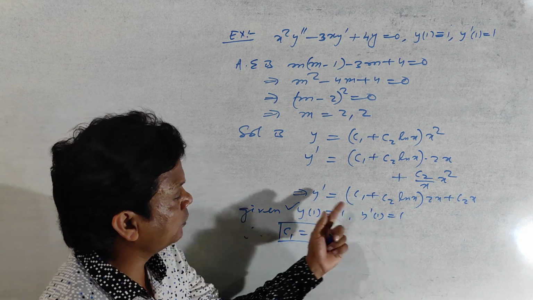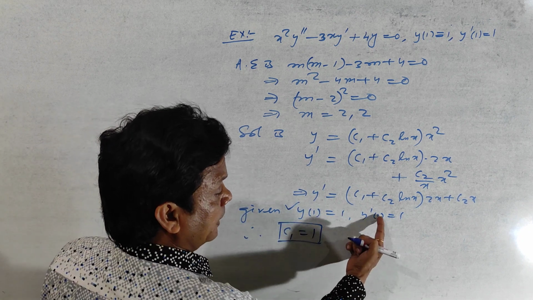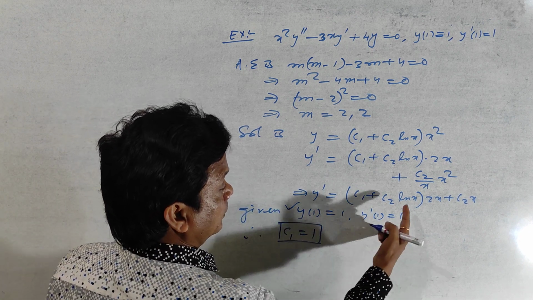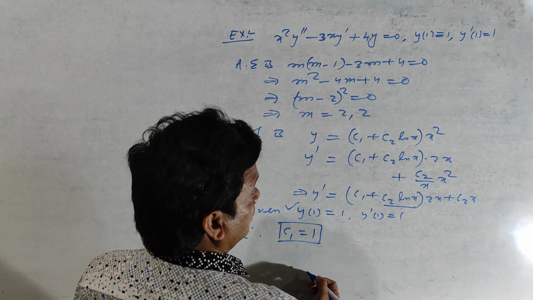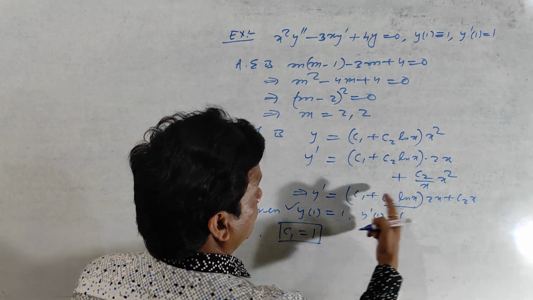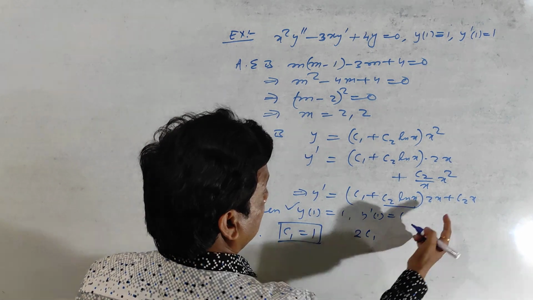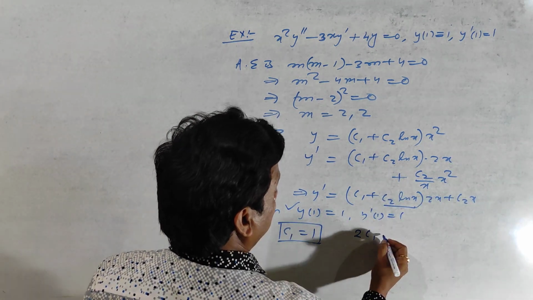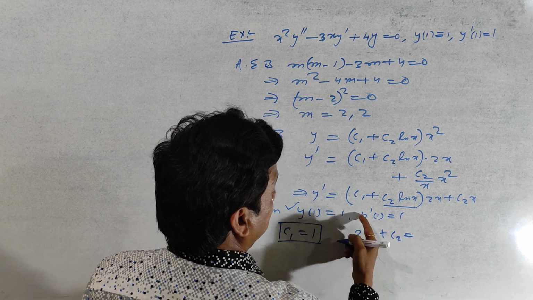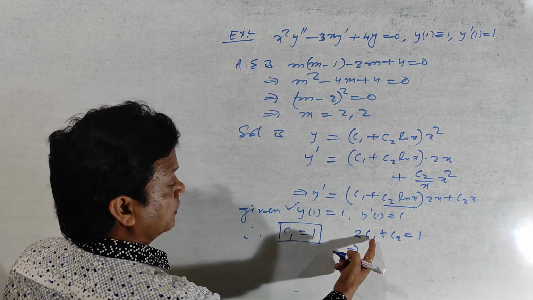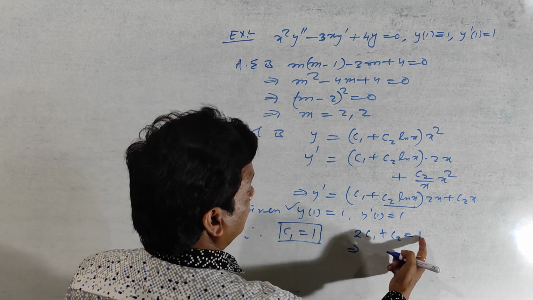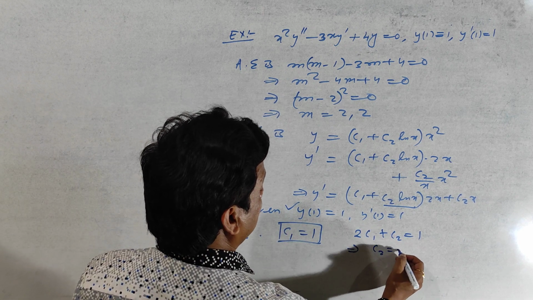And apply this condition to y'. When x = 1, the value of y' is 1. So ln 1 is 0, so this part vanishes. And here x = 1, so 2c1, and here x = 1, so plus c2. And the value of y' is 1, so it is equal to 1. So put c1 = 1. So 2 + c2 = 1. So c2 = −1.